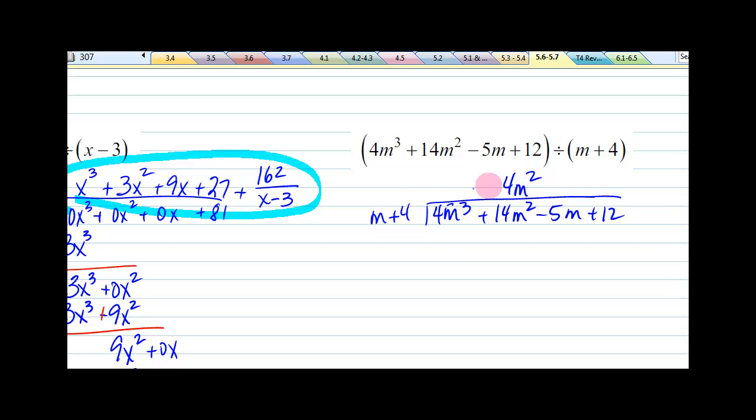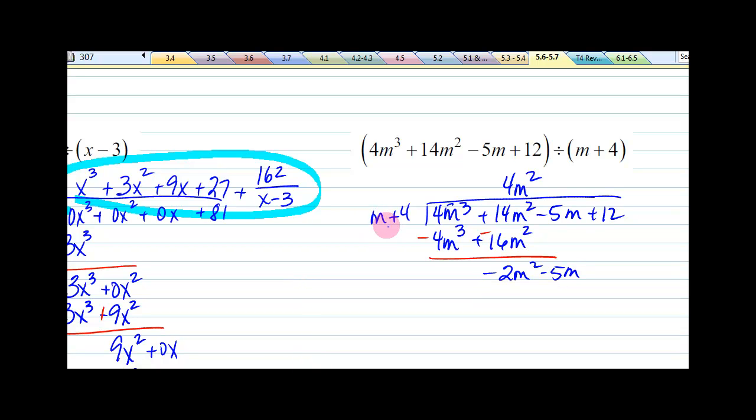So 4m squared times m is 4m cubed. 4m squared times 4 is positive 16m squared. Don't forget we have to subtract, so we're really going to come in and just change our signs. Now I get 14 plus a negative 16m squared, so I have minus 2m squared. Bring my minus 5m down.